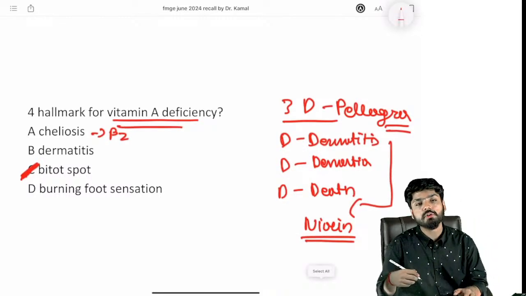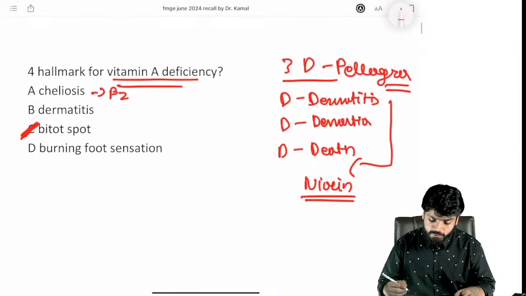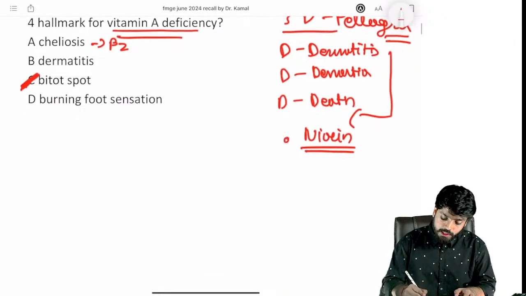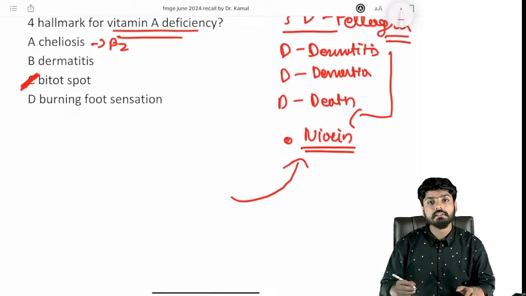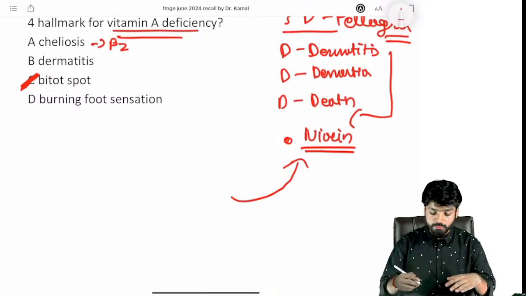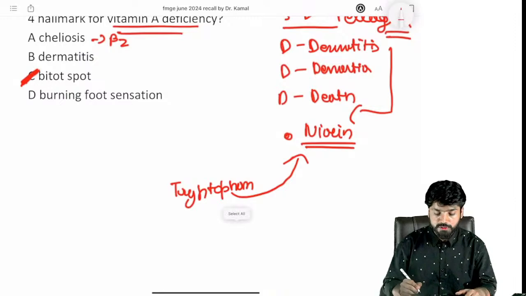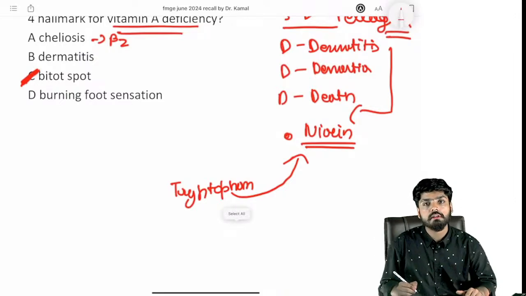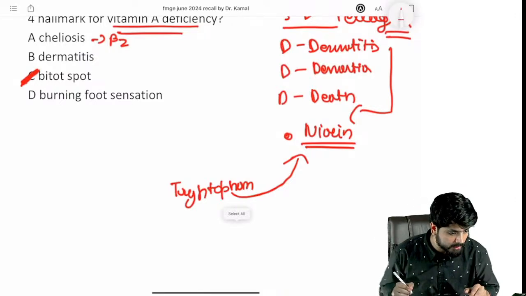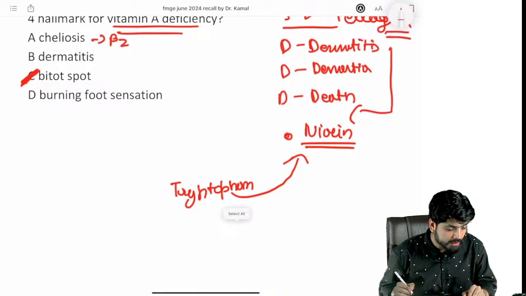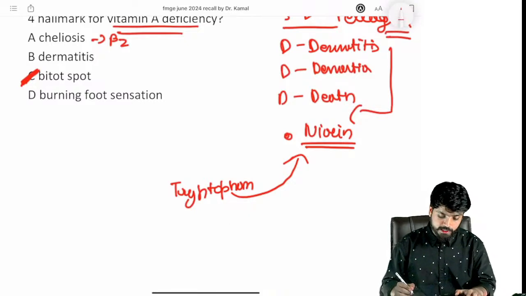We have a subsequent question about this also, but it's good to remember everything at a single place. Either niacin can be deficient, or we know niacin is endogenously synthesized also from tryptophan. How much tryptophan do we require to make one niacin? Can anybody tell how much tryptophan we need to make niacin?